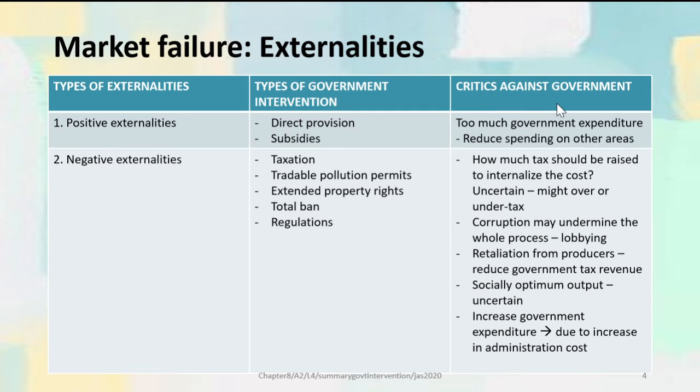Now, the critics overall against this government policy, this intervention on externalities. The first one relates to positive externalities. The critics say there is too much government expenditure, of course, with subsidies. Sometimes government might oversubsidize certain areas, thus reducing spending on other areas. We're looking at opportunity cost here. So the budget put to one sector will affect the budget to another sector. That will always be the case for the government.